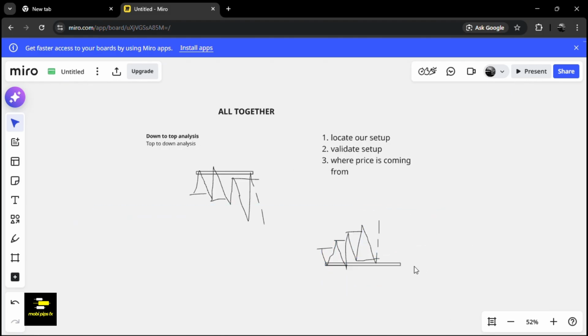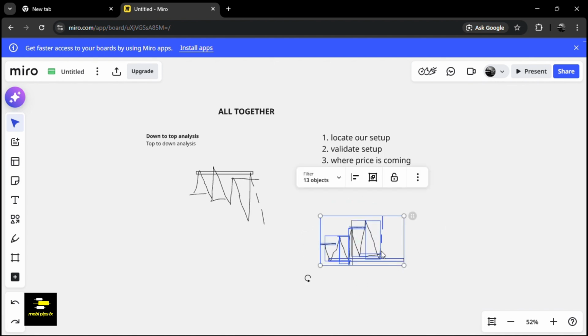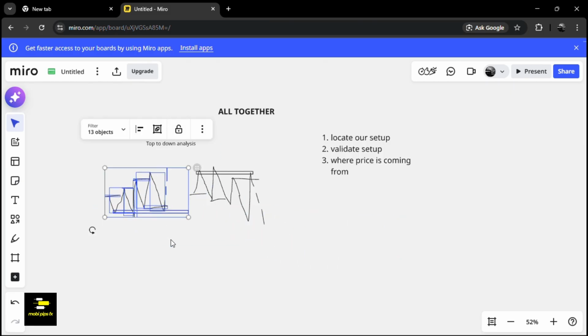No. First of all, yes, we have found the setup. It's nice. It's looking good. We have to validate it. Is this setup approved? Is it meeting all the requirements that we need? Then finally, we have to know where price is coming from. So already we have plotted our setup here. We know how our setup looks. So now we have to validate it.